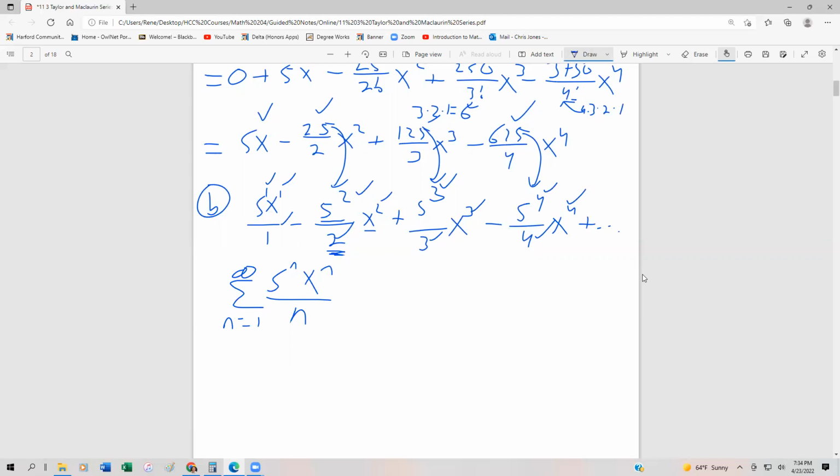Now, the only other thing that we have to worry about is making sure that we have alternating signs, because it is an alternating series.